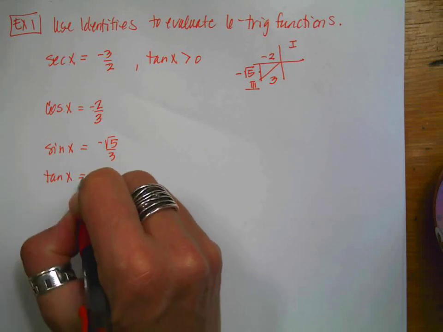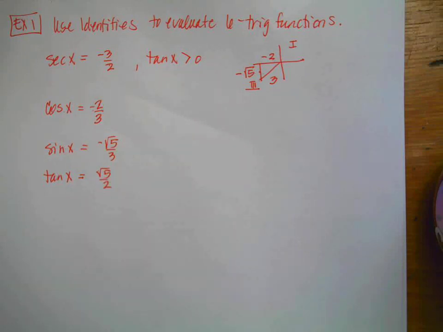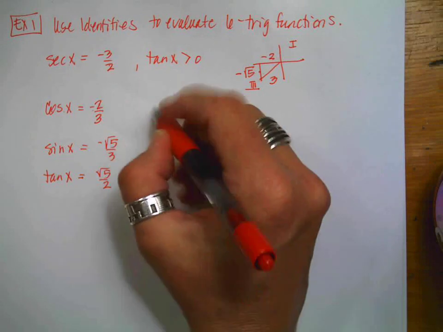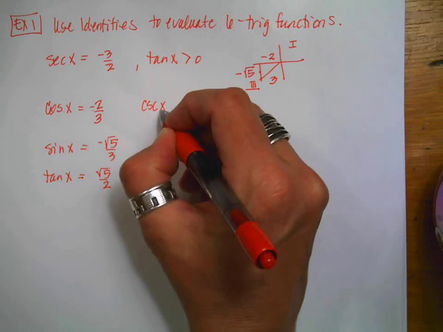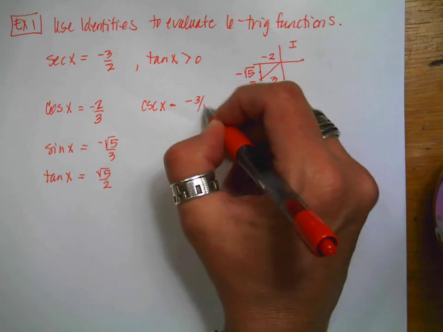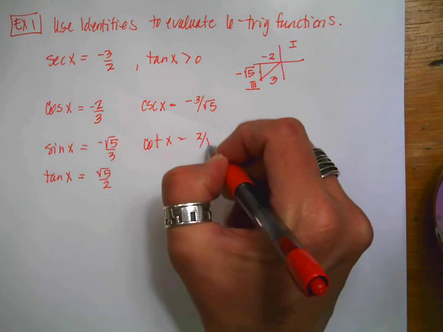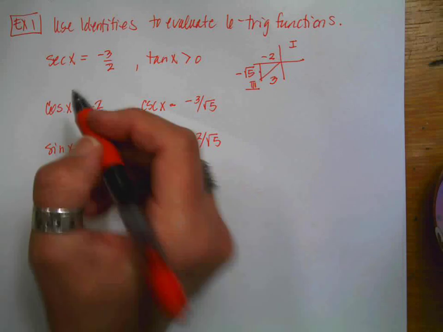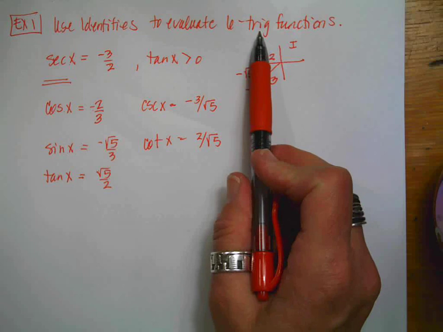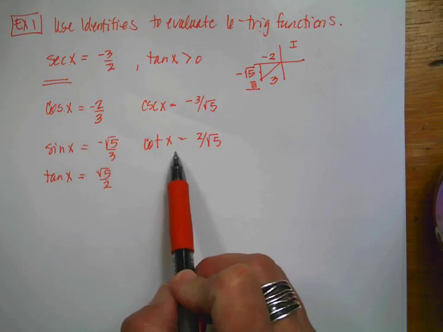The tangent of x is going to be y radical 5 over 2. They're both negative, so the signs cancel. I already have secant, I already have cosine, so my cosecant of x is going to be the reciprocal of sine, so it's a negative 3 over radical 5, and my cotangent of x is going to be 2 over radical 5. You'd never have to regurgitate anything that's given.